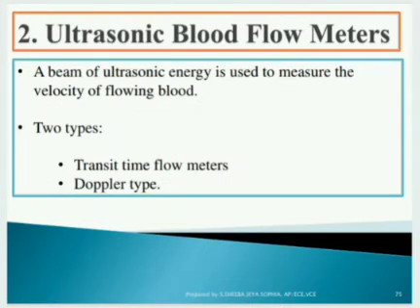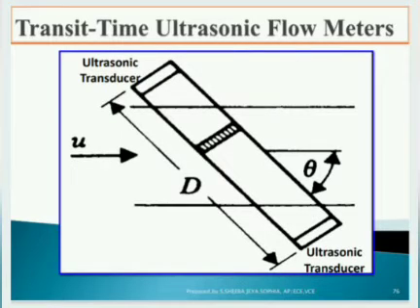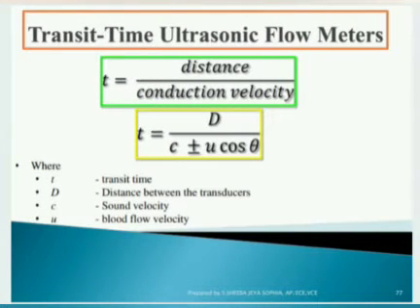Ultrasonic blood flow meters are also available. A beam of ultrasonic energy is used to measure the velocity of flowing blood. There are two types, namely transit time flow meters and Doppler type. In transit time flow meters, ultrasonic transducers are placed on both sides, and variations from one side to another describe the value. T is equal to distance divided by conduction velocity. D is the distance between the transducers, T is the transit time, C is the sound velocity, and U is the blood flow velocity.